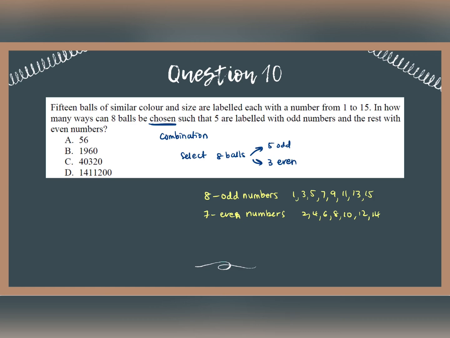Alright. So we want to select 8 odd. Select means C, combination, right. So it is 8 C, correct, 8. From 8 odd numbers we want to select 5. So 8 C 5 multiplied by even numbers, which will be 7 C 3. Okay, so later you calculate using a calculator. So you will get 1960. 1960 is the answer here. Okay, this is my question number 10.